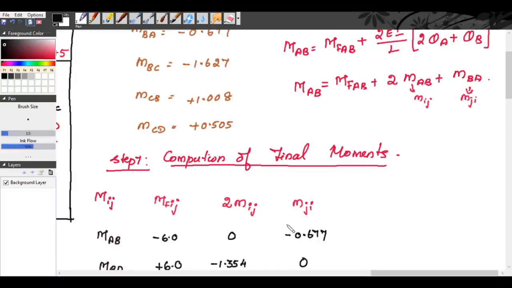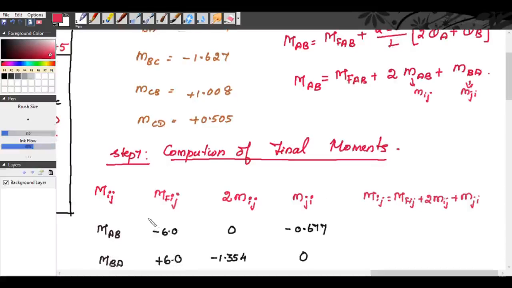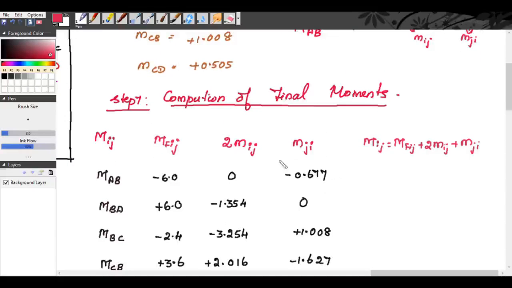Now we will find what MIJ is. So our final step: MIJ will be equal to M of IJ plus 2MIJ plus MJI. That is the summation of all these things. The summation of all this together will give you the final end moments.